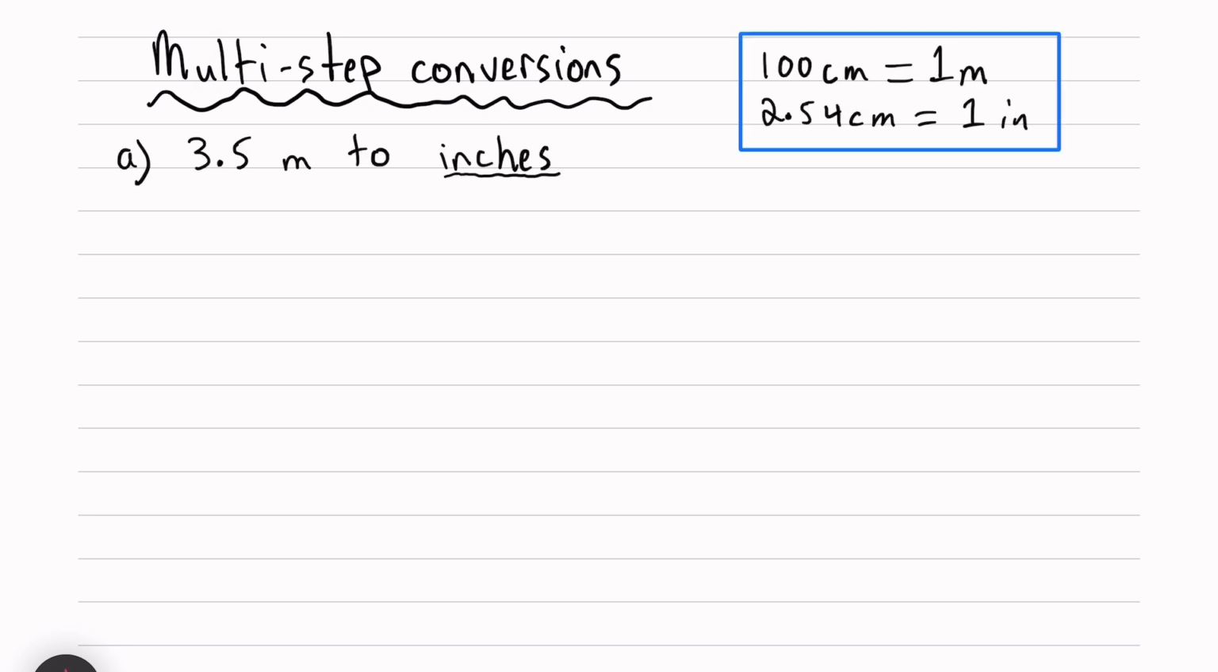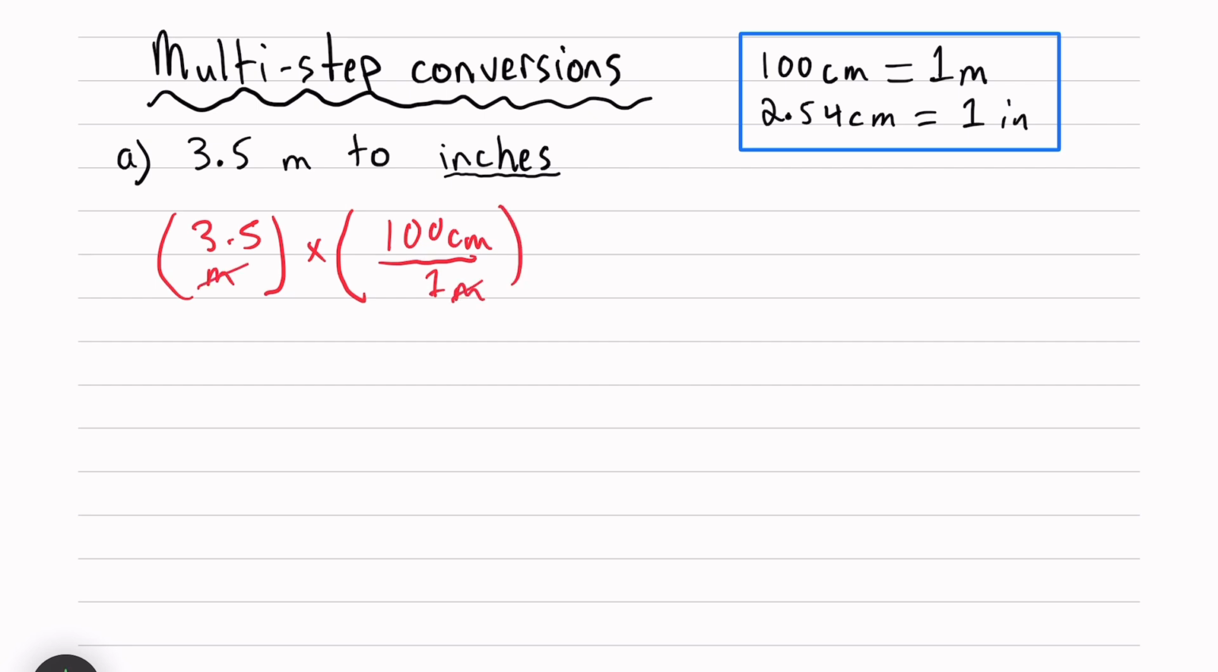Let's say we're given 3.5 meters and we're asked to convert this to inches. And all we know is that 100 centimeters is equal to 1 meter and that there are 2.54 centimeters in an inch. Well, all this means is that we're going to apply the formula twice. In the first step, we're going to convert our meters to centimeters. So we're going to go 3.5 meters multiplied by 100 centimeters per 1 meter.